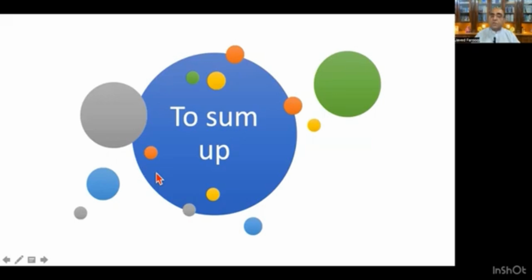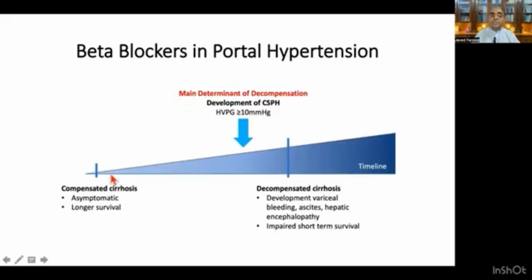So, dear colleagues, to sum up, compensated cirrhotic patients are asymptomatic and they deserve longer survival. Over time they decompensate, they develop variceal bleeding, ascites, or hepatic encephalopathy, and they have impaired short-term survival. The first decompensation is the ascites or the variceal bleed. When they develop hepatic encephalopathy in the initial stages, this is as a result of acute and chronic liver failure. And once the patient is decompensated, then this is as a result of the hepatic encephalopathy.